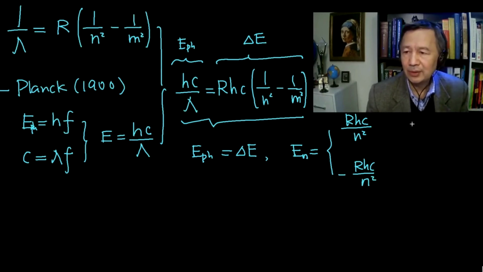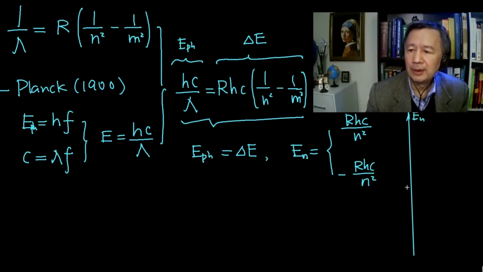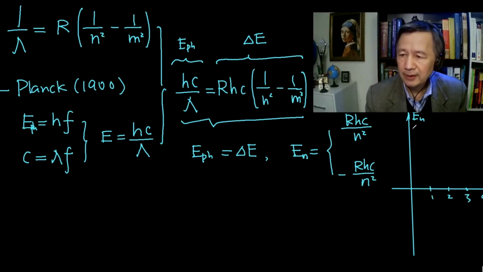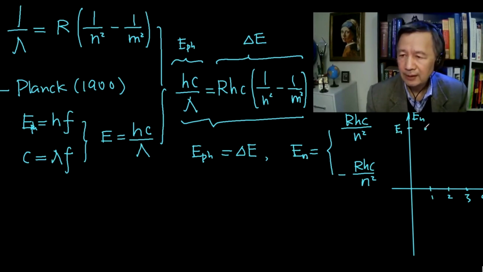What I can do, I can just draw the graph. So this is energy. Both are possible, we don't know exactly. So this is En, and this would be the n, the integer. So this is 1, 2, 3, 4. Can we call this E1? So this is E1, and this is the first dot. This is the first energy.